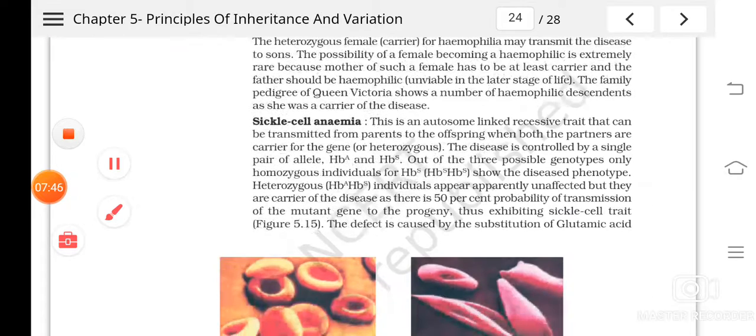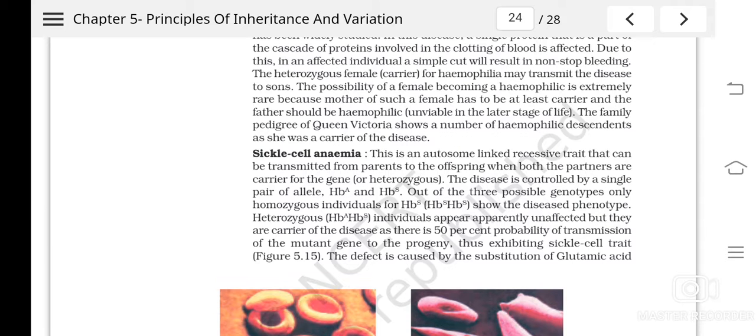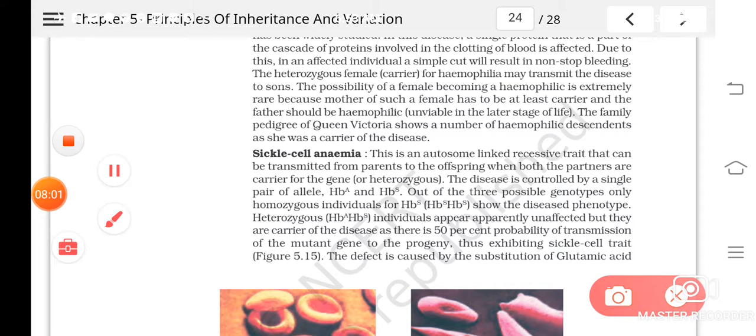Then the second disease is sickle cell anemia. You would have heard this, very commonly known as sickling, isn't it? So it's a kind of autosomal recessive disease. Autosomal recessive means this particular gene is not located on the X chromosome. It is on autosomes only.